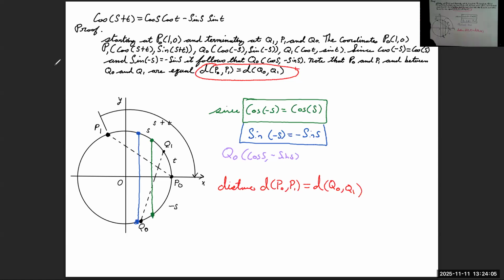Okay, so P naught. Let's clear out some stuff and look at what we're talking about. P naught P1 is S plus T. So this is S plus T. Q naught Q1. Let's change colors. Q naught Q1 is S plus T. Okay, but those distances are the same. You can't really tell by my drawing, but they are, okay? Or they are in this ideal world, right?